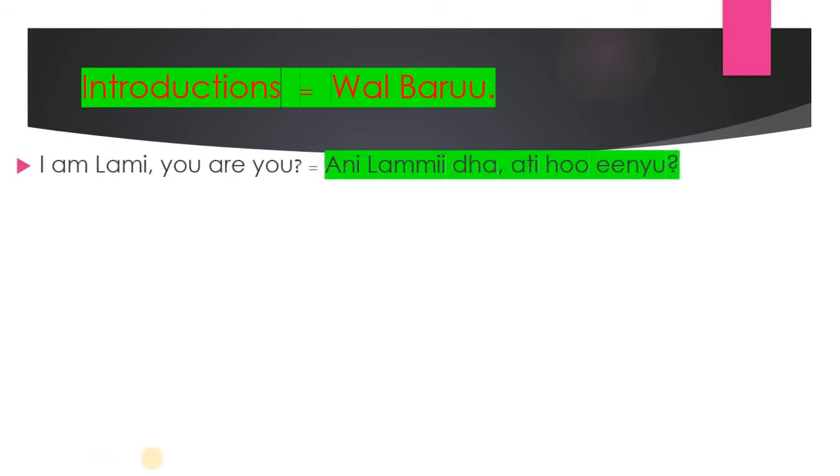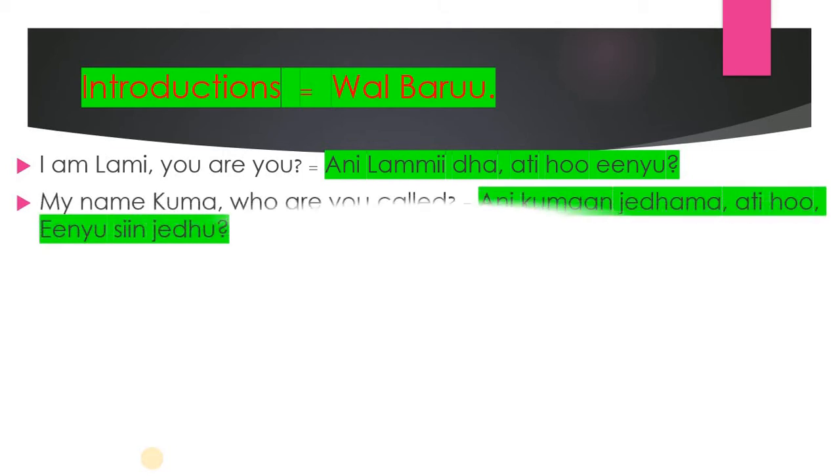So this is where we introduce ourselves and where we reply to people who are asking us to introduce themselves to us. Somebody will come and tell their name to us. I am Lammi, who are you? So one way is introduction: Ani Lammi da atiho enyu. So Lammi is introducing herself or himself. That can be both for male and female Lammi. That's one way people can ask, or we can introduce our name like that.